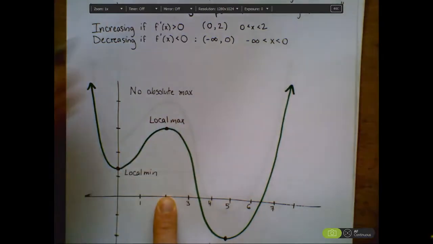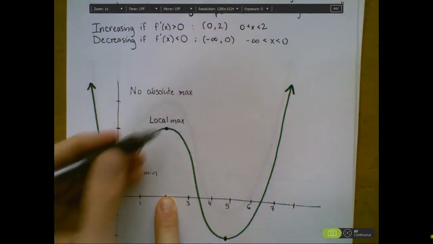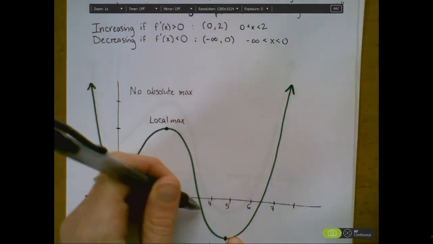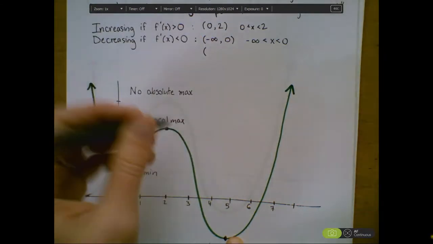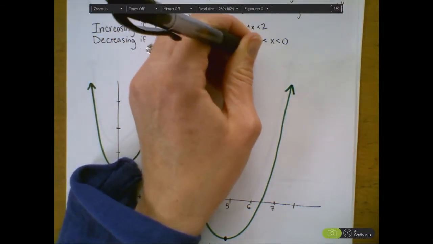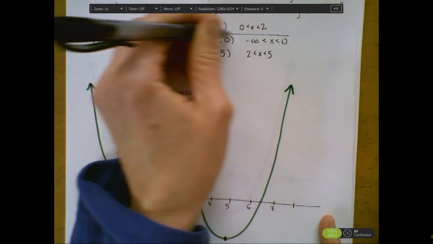We're increasing. That's what this is saying up here. And then we decrease again because as our x's increase, our y's are decreasing. And that's going on the interval from 2 until 5, so 2 is less than x is less than 5. These are both our decreasing values.